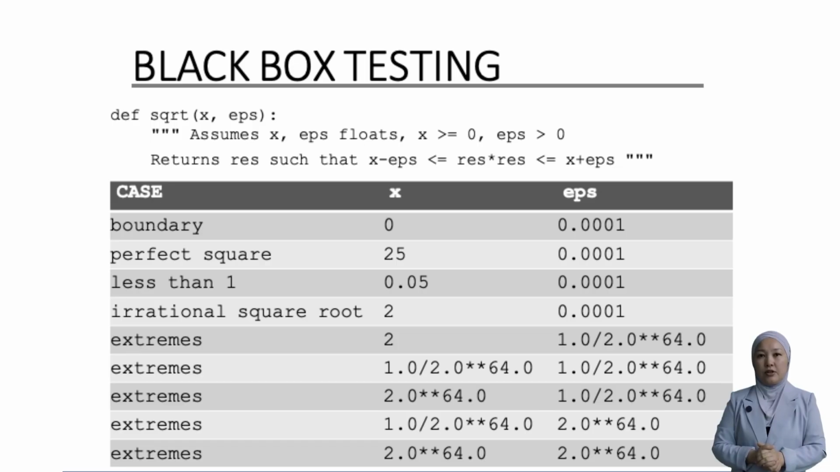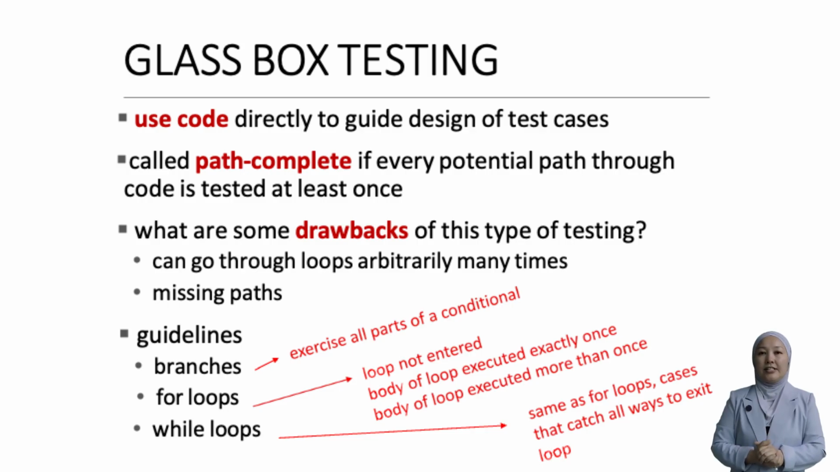Testing extremes is critical. They often reveal hidden overflow or precision bugs. Now, glass box testing is different. Here we look at the code to guide our tests. We aim for path-complete testing. Every possible path through the code is tested at least once.